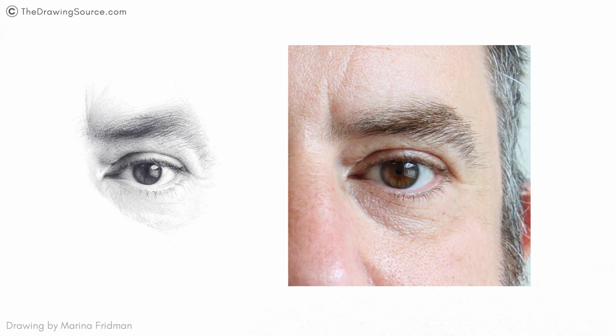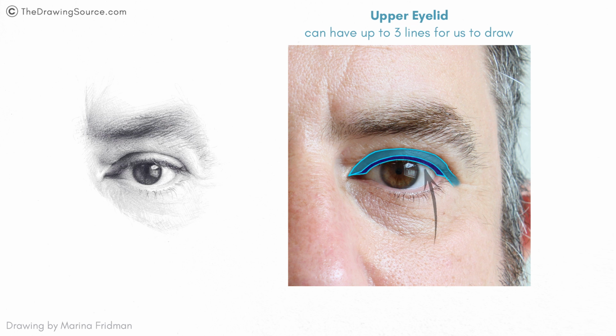Where is that angle change? Looking at the upper eyelid first, notice 3 lines here. The top of the upper eyelid, the middle line separating the front plane from the bottom plane, and the third line where the bottom plane contacts the eyeball. Eyelashes grow out of the middle line. That is where the angle change is between the 2 planes.